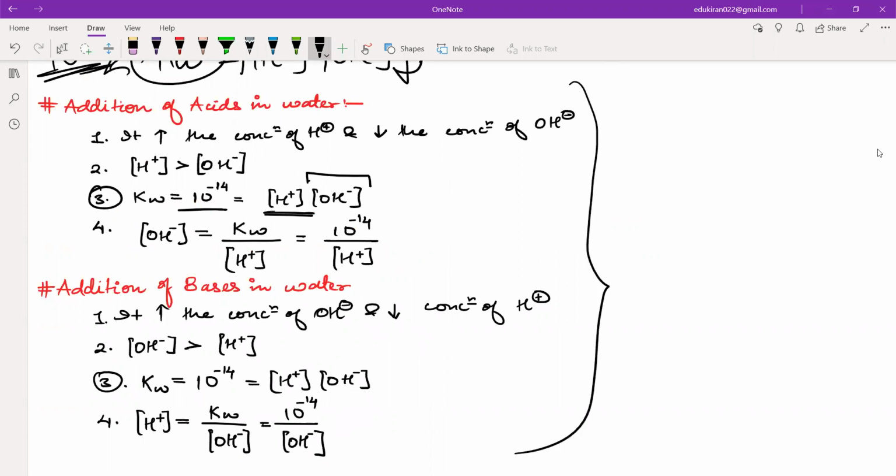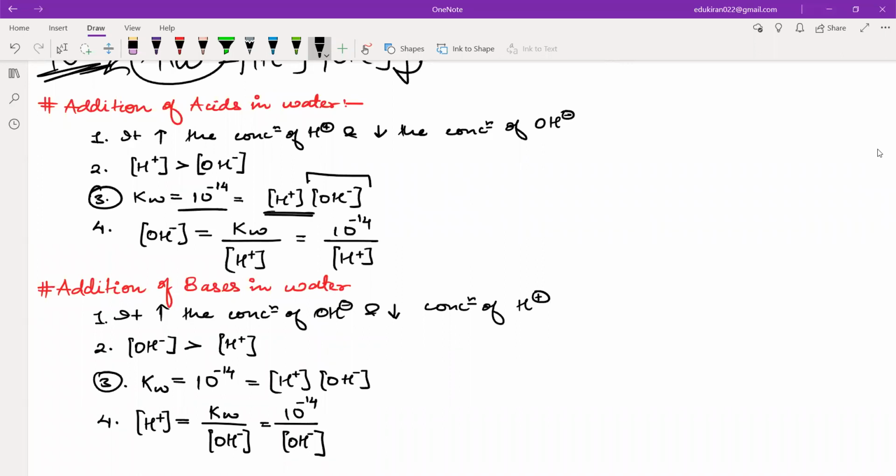This particular first line is very important. Please keep that in mind. We are no longer in 10th standard, and this one line is going to help you in ionic equilibrium. If you forget this line, you will always be stuck in questions. You will always be thinking, if I'm adding acid, then why is Kw 10 to the power minus 14?